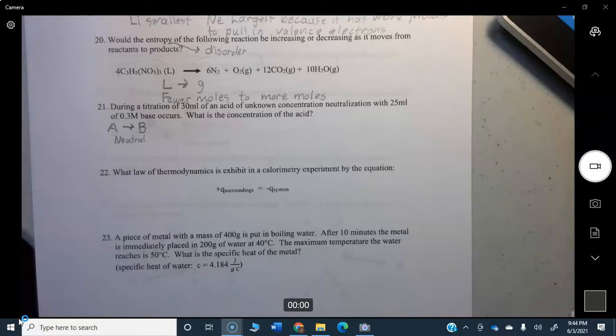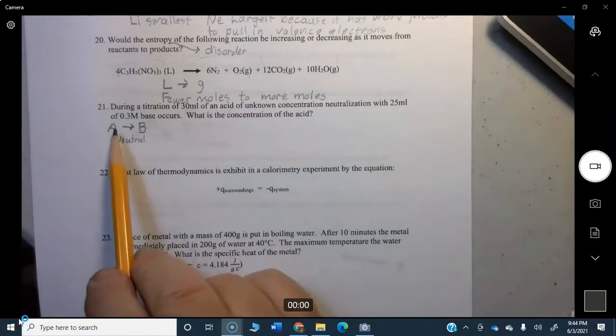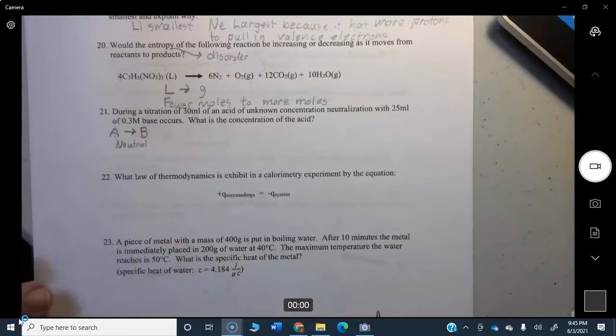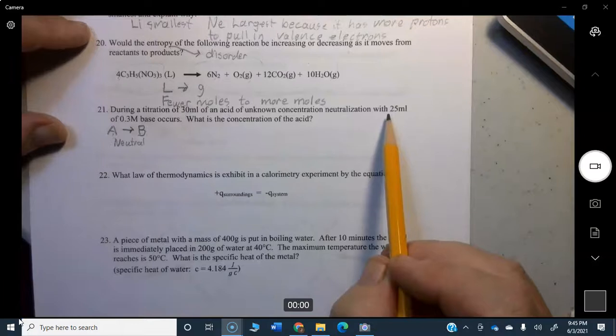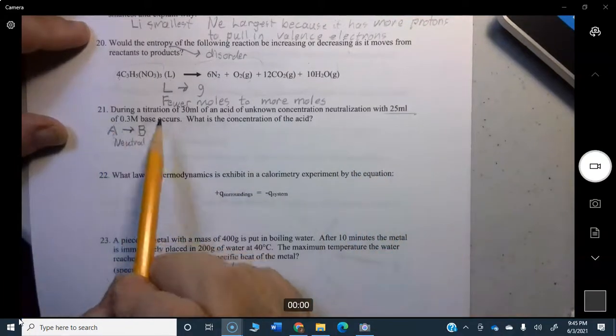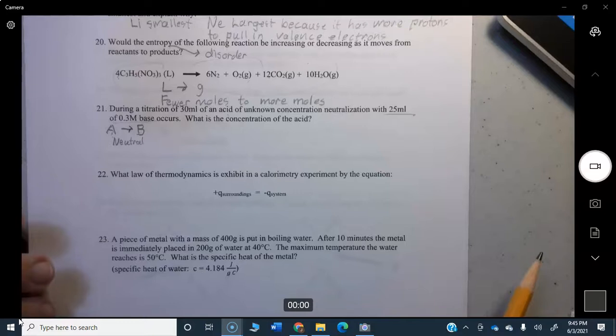So what we need to do is, we know that the neutralization is going to occur when the number of moles, basically the number of molecules of acid, equals the number of molecules of base. So the first thing we have to do is, we have 25 milliliters of 0.3 molar base. We have to figure out how many moles that is. We need the exact same number of moles of acid as base for it to be neutralized.